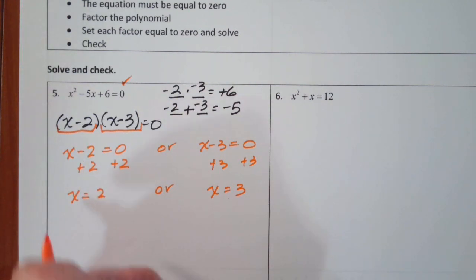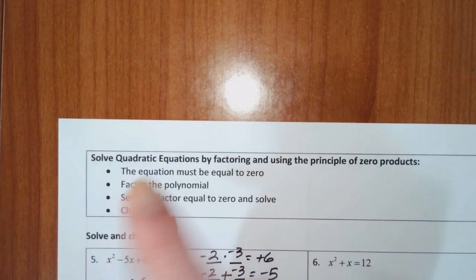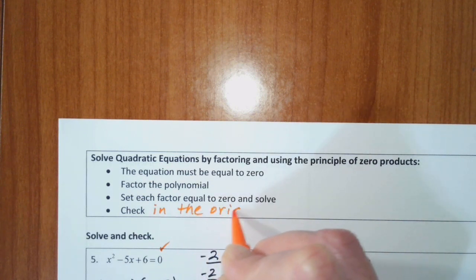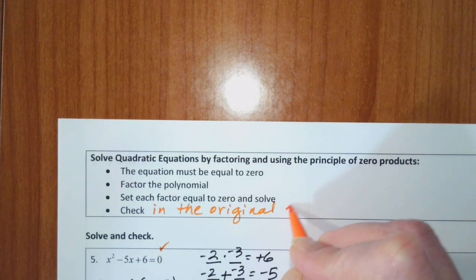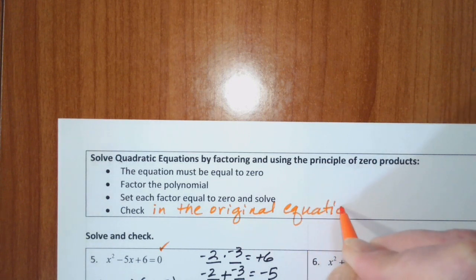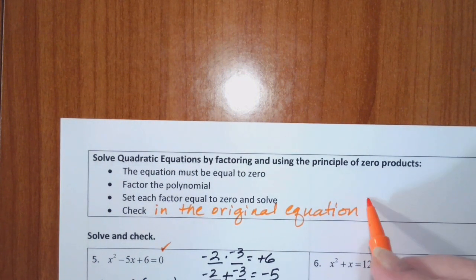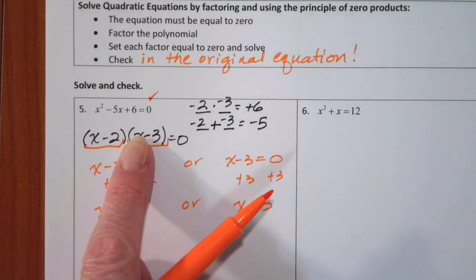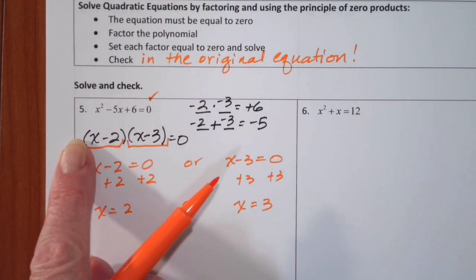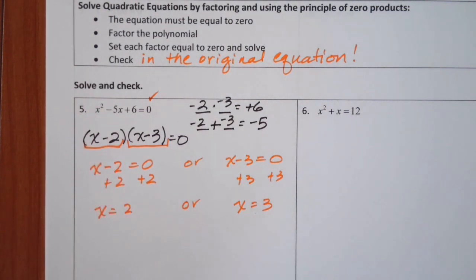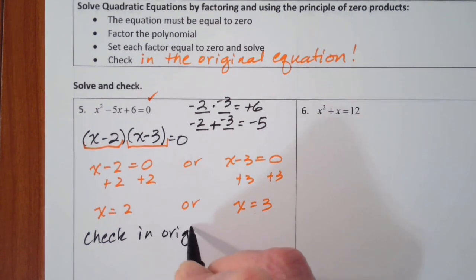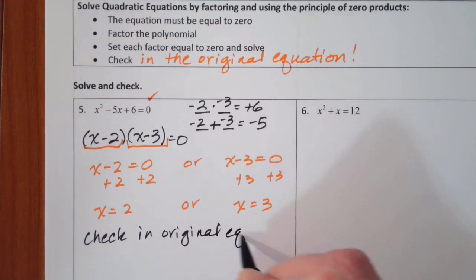Okay. Now for your check, I want to make sure you check in the original equation. This is really important because if you factored it incorrectly, and you check back into the factored form, then you're still not checking in your original equation. So check in the original equation.